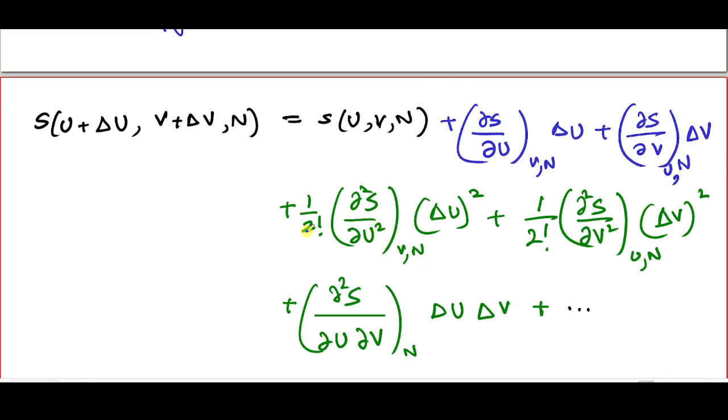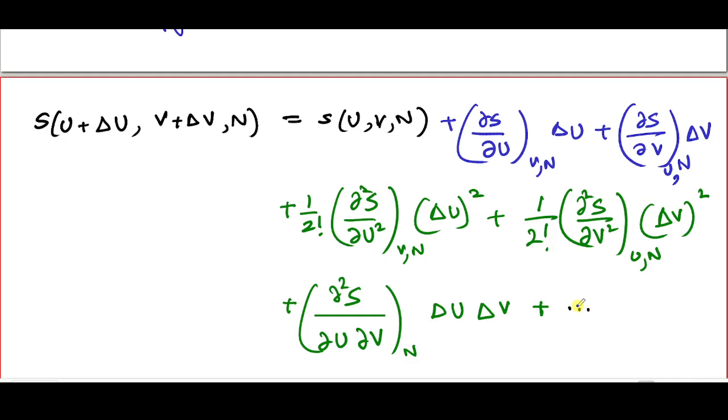plus second order changes. And the second order changes, again standard Taylor series, is given by 1 by 2 factorial del 2 S del u2 at constant v and n, evaluated at u, v, n actually, times delta u square, plus 1 by 2 factorial del 2 S del v2 with u and n fixed, delta v square, plus a mixed term del 2 S del u del v at constant n, which actually is del S del v done at constant u and n, then del u done at constant v and n, times delta u delta v. Plus, of course, there are higher order terms.